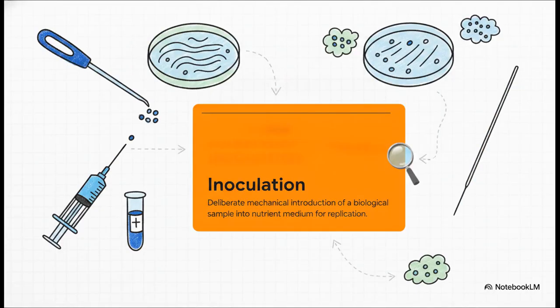It all kicks off with inoculation, and look, this is way more than just randomly swabbing a plate. It's the highly deliberate, systematic, mechanical introduction of a biological sample into a container of nutrient medium. In a real clinical setting, we're using highly specific delivery tools. We're talking sterile inoculating loops, rigid needles, absorbent swabs, or graduated syringes to safely grab and transfer those inocula from really sensitive sources like blood or cerebrospinal fluid.